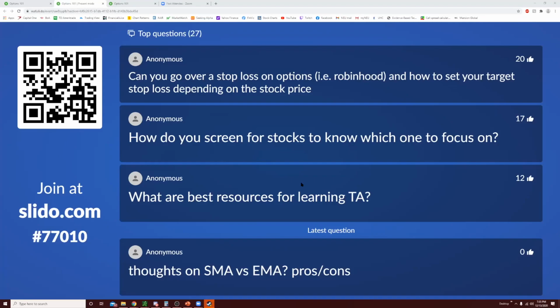How does your target stop loss depend on stock price? Yeah, it's very open-ended. It depends on your personal risk tolerance. It depends on the play itself. Especially for options, it depends on the expiration, right? If you're talking a 0 DTE, or 0 days to expiration option, it's very risky, so your stop loss might be shorter. If you're talking something that's a year out from now expiration, then your stop loss can be more generous.